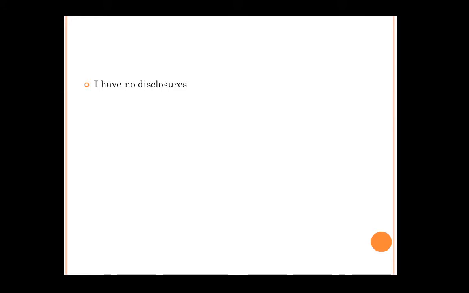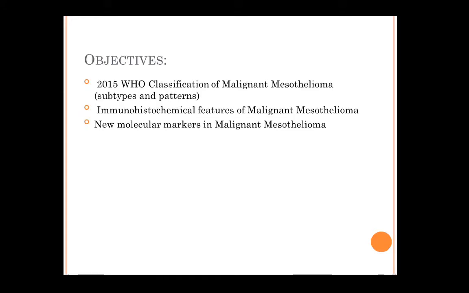I have no disclosures. My objective is to talk about the most recent WHO classification, including different subtypes and also the histologic patterns, and discuss the immunohistochemical features that help to make this diagnosis, including the differentials, and also to introduce the new molecular markers that have been extensively studied during 2015 for differentiating between benign versus malignant mesothelial proliferation.